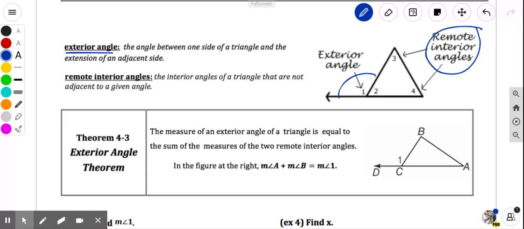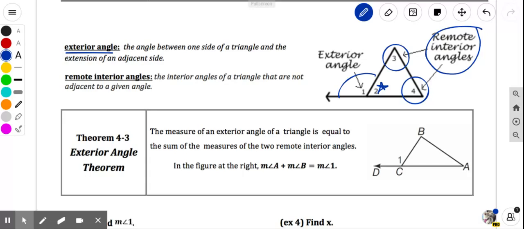So the remote interior angles are the angles inside the triangle that are not adjacent to the exterior angle. So angle 2 would not be a remote interior angle for angle 1. It would just be a linear pair with angle 1. But angle 3 and angle 4, those would be the remote interior angles for angle 1.